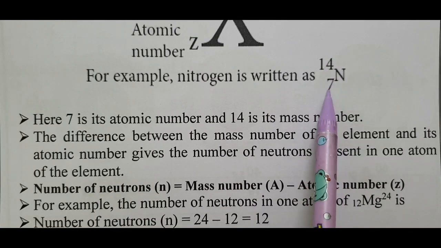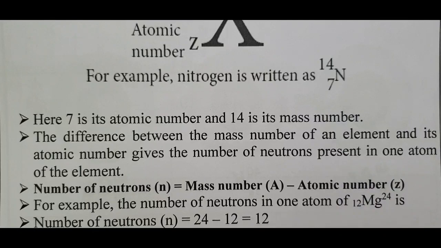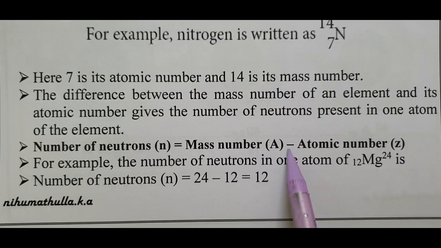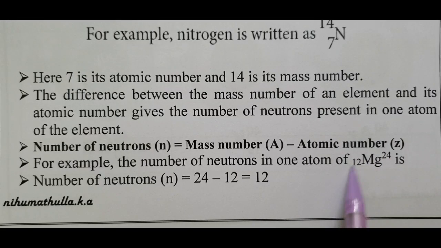14 minus 7 equals 7, so there are 7 neutrons. The number of neutrons can be calculated as mass number minus atomic number. For example, the number of neutrons in one atom of magnesium, 12, 24: 12 is the atomic number, 24 is the mass number. When we subtract, the number of neutrons equals 24 minus 12, which equals 12 neutrons.